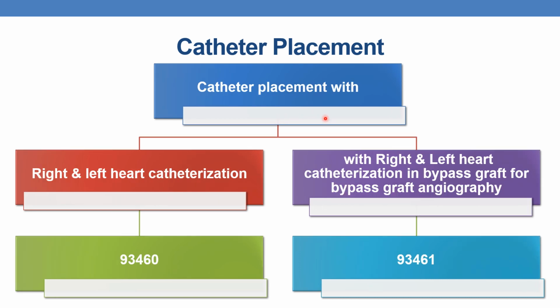And catheter placement with right and left heart catheterization, the code is 93460. With right and left heart catheterization in bypass graft for bypass graft angiography, the code is 93461. These are the various catheterization codes.